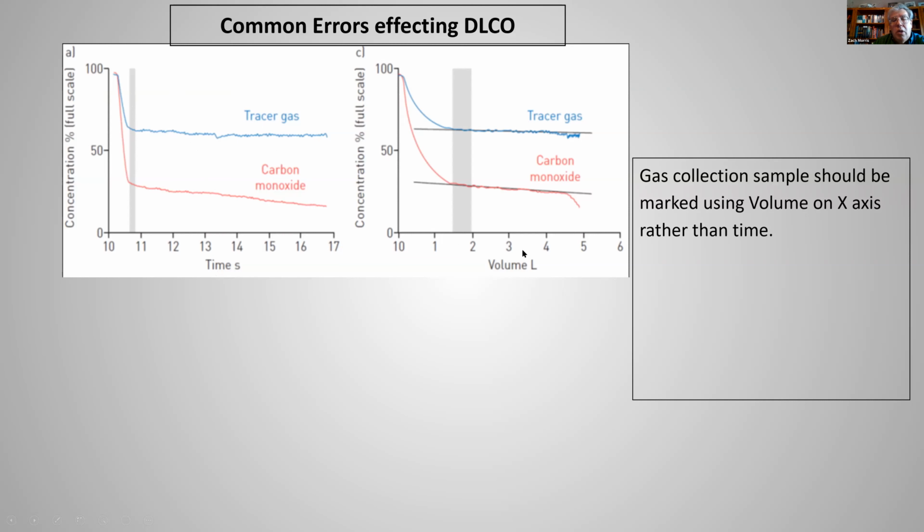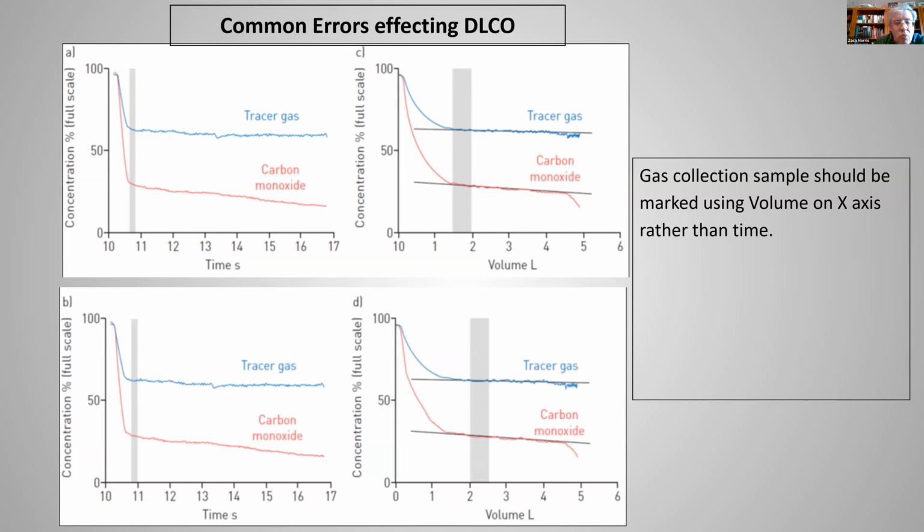it recommends to use the volumes to measure your tracer gases of where the dead space has ended, and you're now at plateaus, and now you're measuring alveolar gas. The computer usually picks this, but the technicians do have the ability to move this.